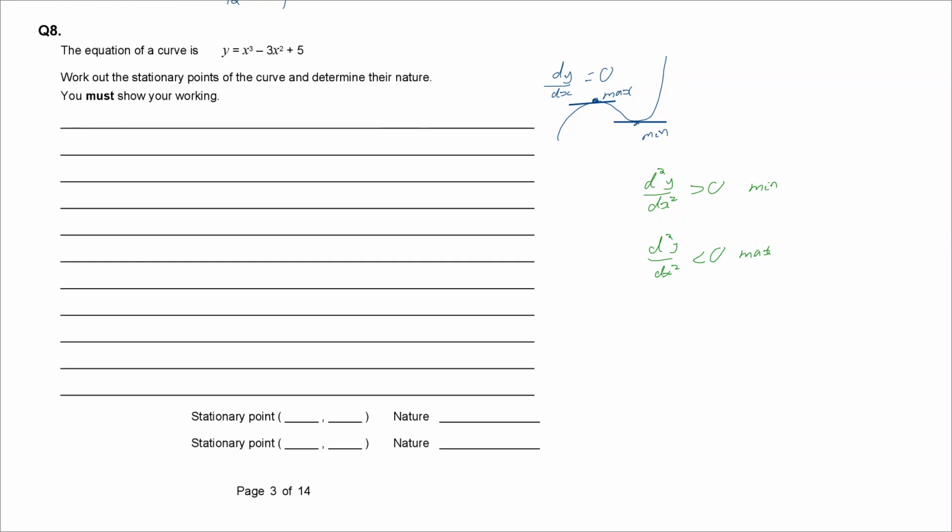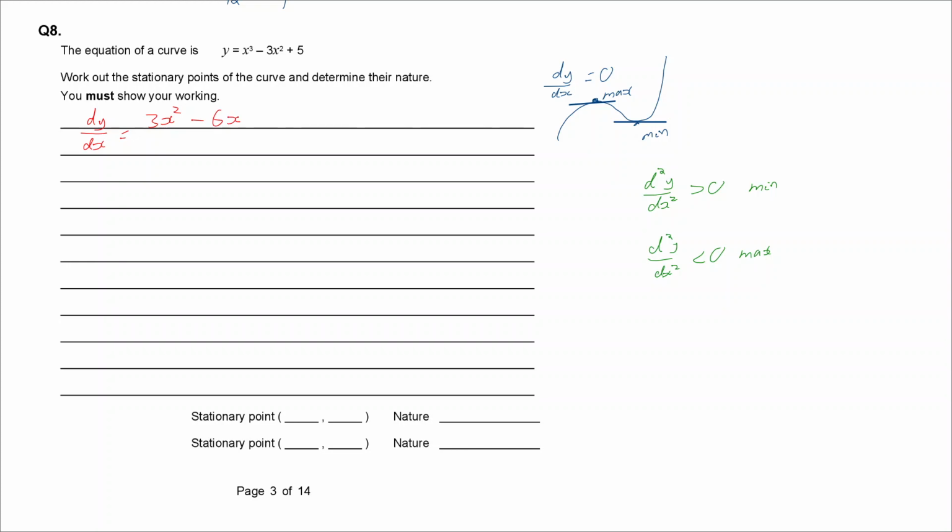But first of all, to get the stationary points, you've got to differentiate this first and put it equal to 0. Let's go and do that. So let's first of all do dy by dx. Using the power law, we're going to get 3x squared, reducing the power by 1, minus 6x, reducing the power by 1 to 1, and that's it.